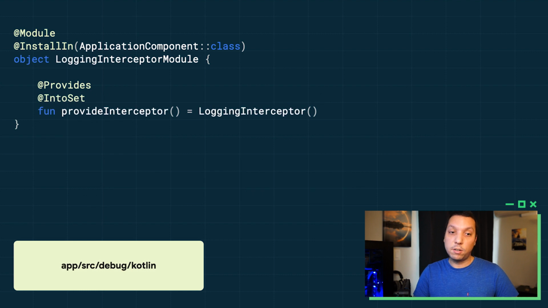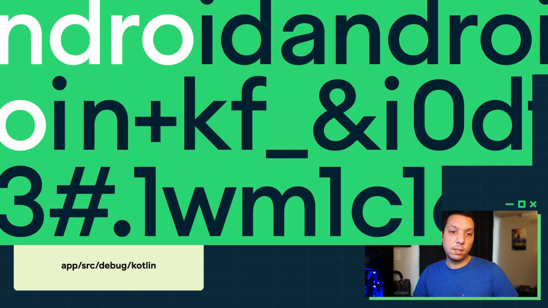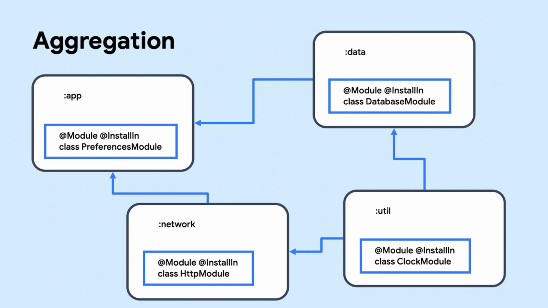But then, say on your debug variant, you want to have logging, then you can define a module only on the debug source set. And only when building the debug variant, that source set becomes part of the classpath. Hilt discovers that module, aggregates it, and now ultimately you have logging only on your debug OkHttp client. That's pretty neat.